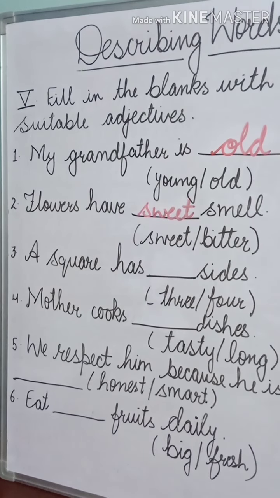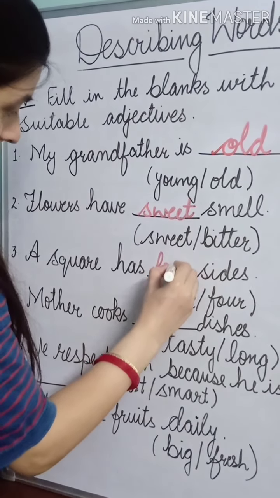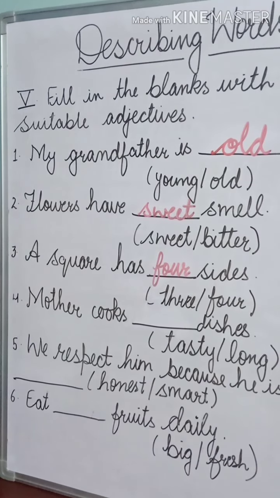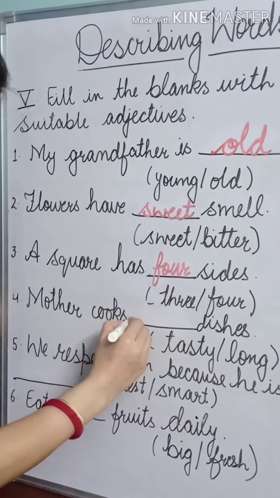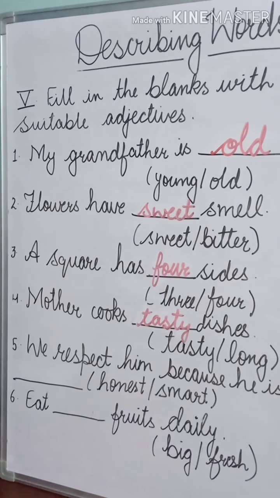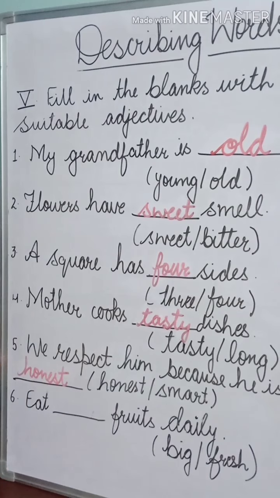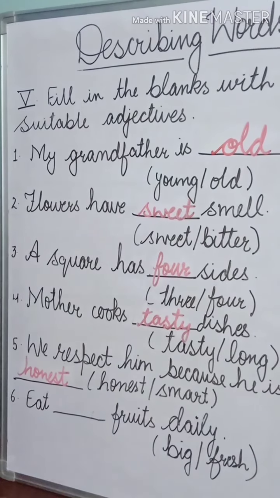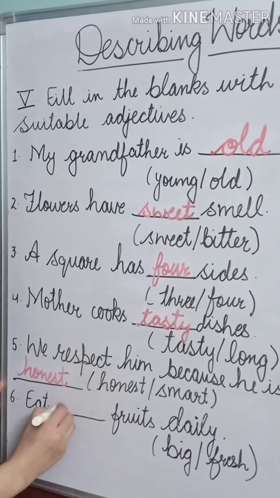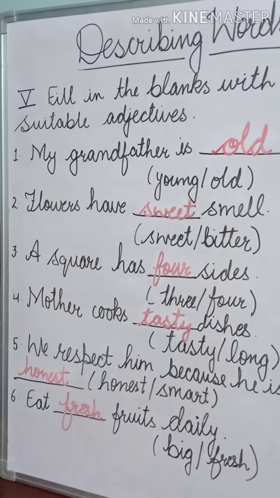Next, a square has dash sides. You must be knowing this. How many sides are there of a square? Yes, it's four sides. Mother cooks dash dishes. Does your mother cook tasty dishes or long dishes? Tasty. We respect him because he is dash. So we respect someone because he is smart or honest. Yes, we respect someone because of the honesty. So we respect him because he is honest. Eat dash fruits daily. So do we have to eat big fruits daily or fresh fruits daily? Eat fresh fruits daily. We should eat fresh fruits every day. Okay? I hope you understood.